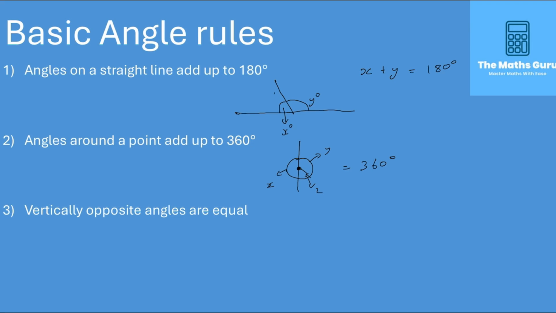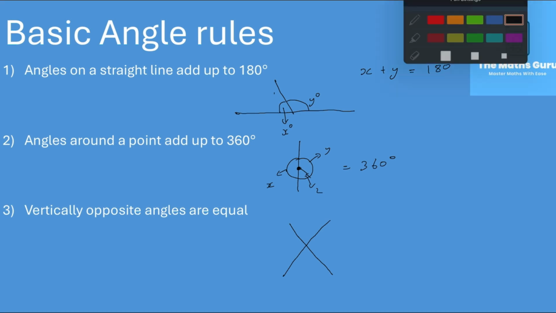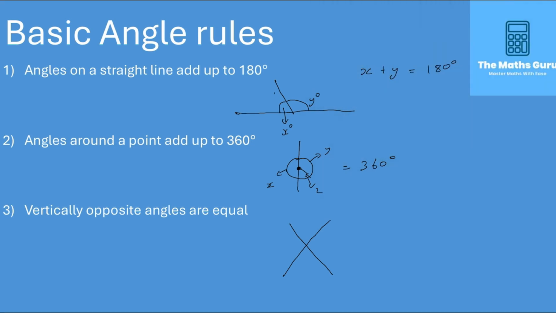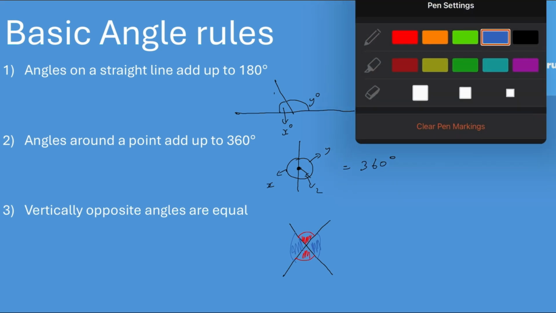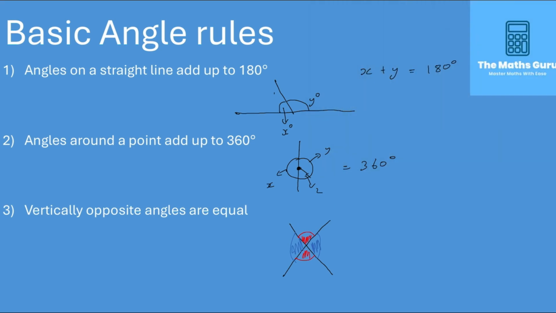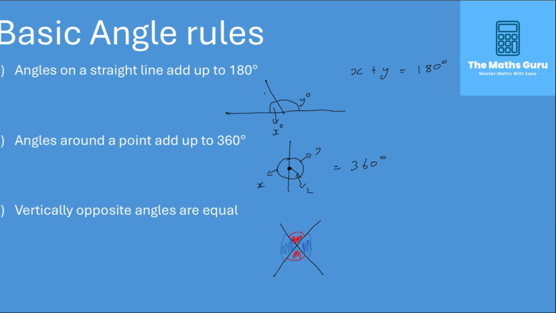Okay, taking a look at the third rule, vertically opposite angles are equal, and usually we get it looking like this in exam style situations. So these two angles are equal and these two angles are equal because they are vertically opposite from each other, and vertically opposite means just directly opposite each other.